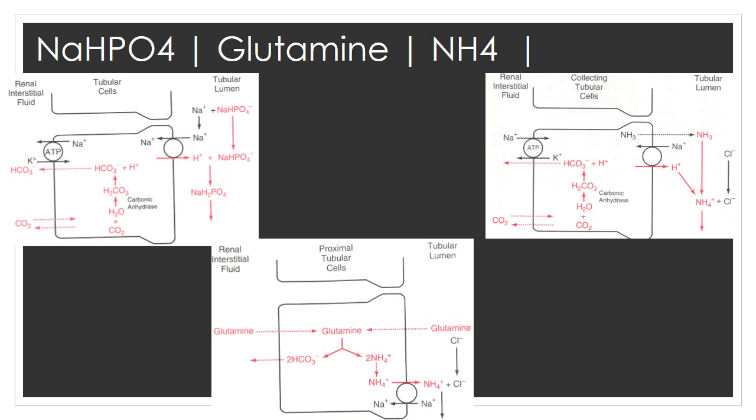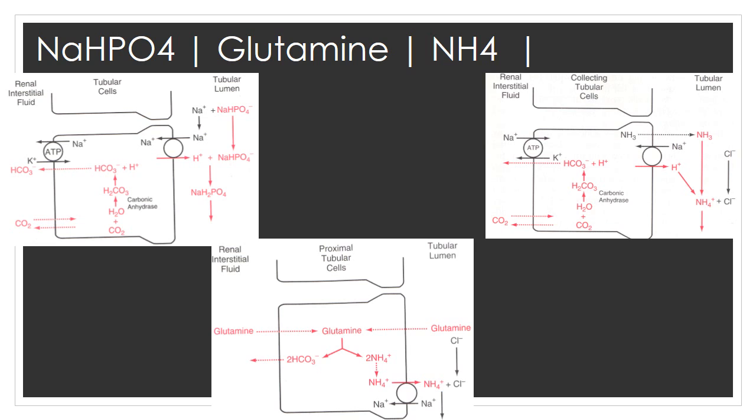Whereas when it's glutamine, the glutamine breaks up in the PCT cells to form bicarbonate, two molecules, and NH4. This NH4 goes out in exchange with sodium, combines with chloride to form ammonium chloride, which is an acid. So in the end, there is a release of H plus from the body.